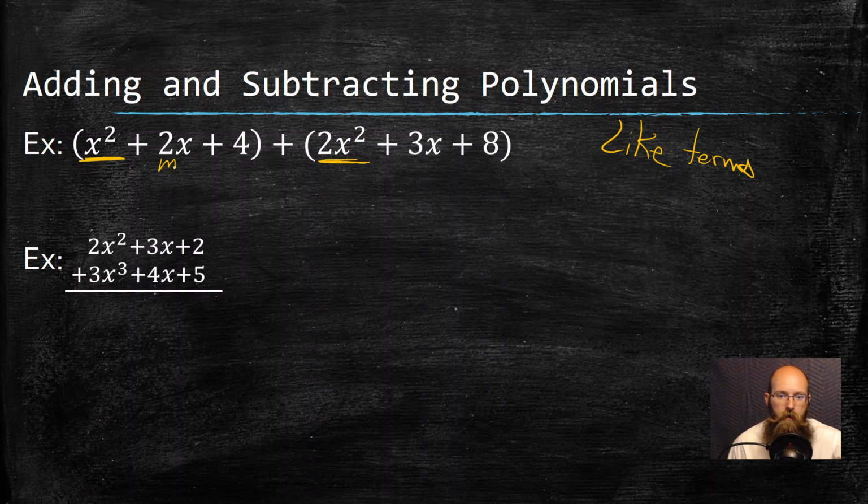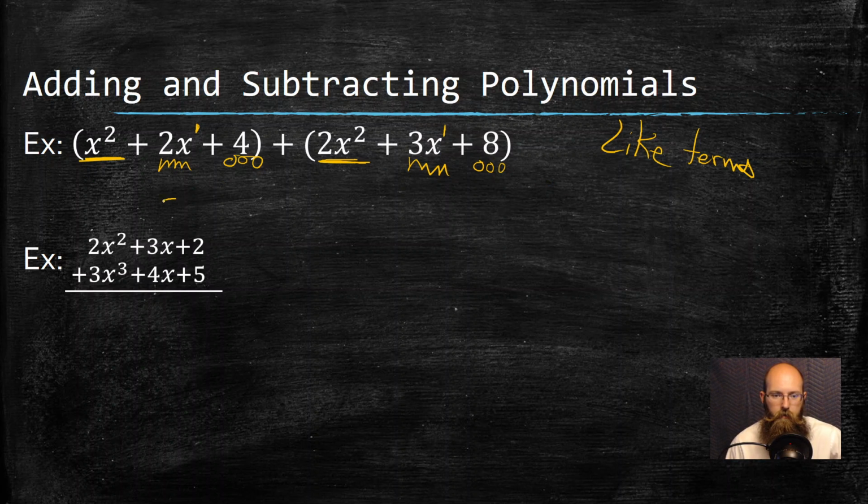Then the next one, I have 2x and 3x. The number out in front doesn't matter. It's that they have the same letters and the same exponents on those letters, and they're assumed to be 1 unless it's written otherwise. And then I have a 4 and an 8, and I can combine those. Those are just our constants.